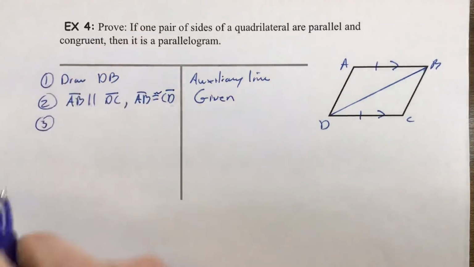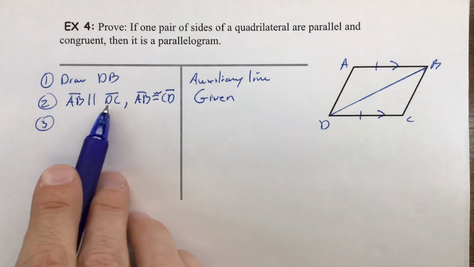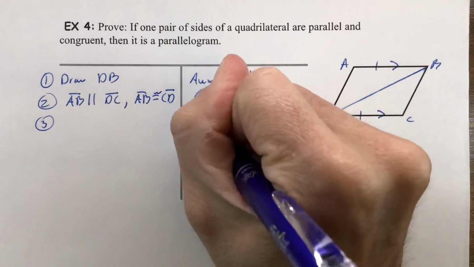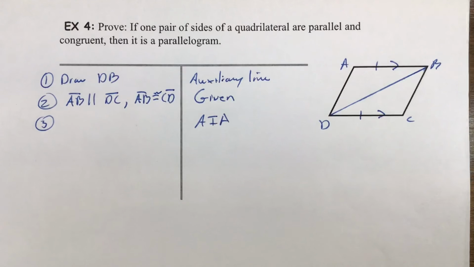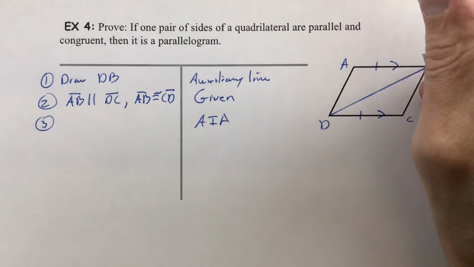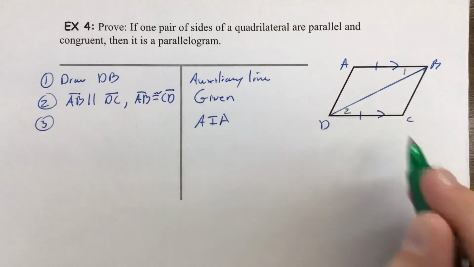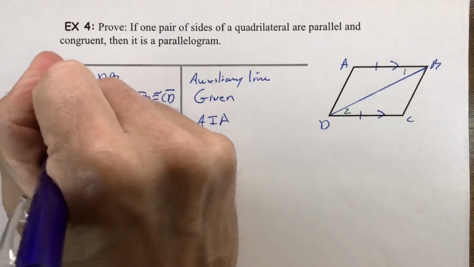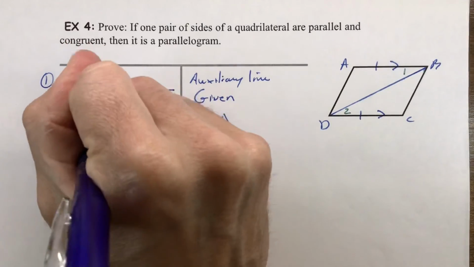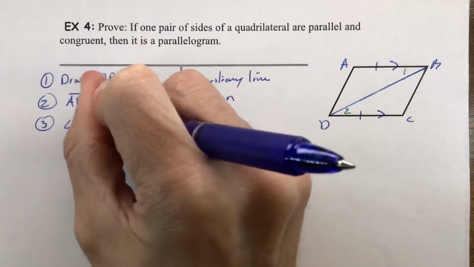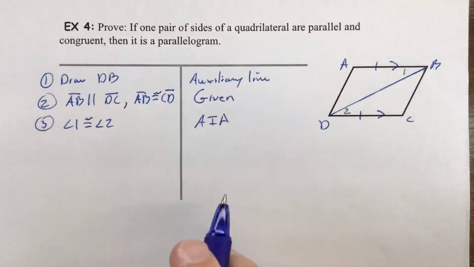Step 3, because the top and the bottom are parallel to each other, that means that we have a couple of alternate interior angles in the picture that would be congruent. Okay, so I'm going to use AIA with the fact that we have parallel lines this time to show that the angles are congruent. And those angles are going to be right here. We're going to call that 1 and 2. So there's that Z shape that we've got. Okay, so angle 1 is congruent to angle 2 by AIA.